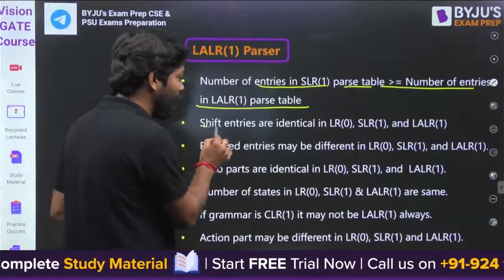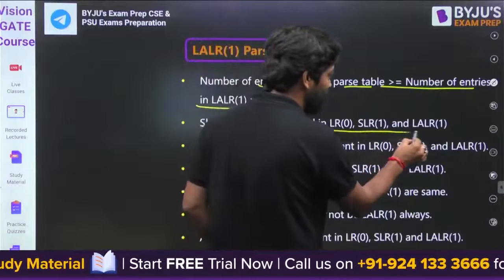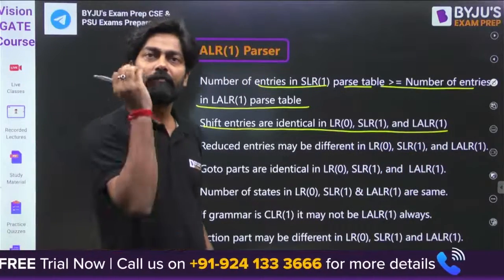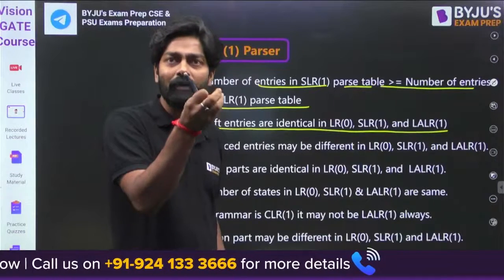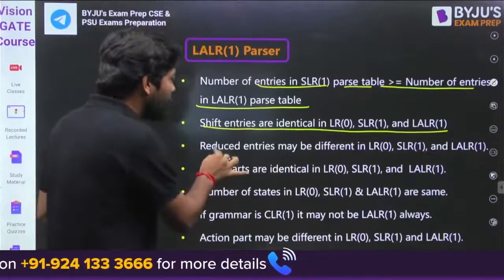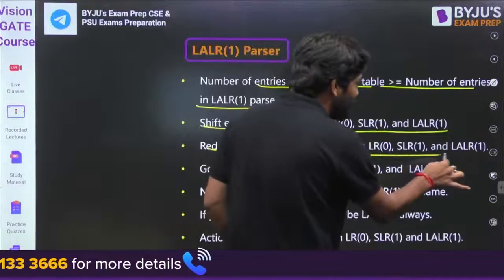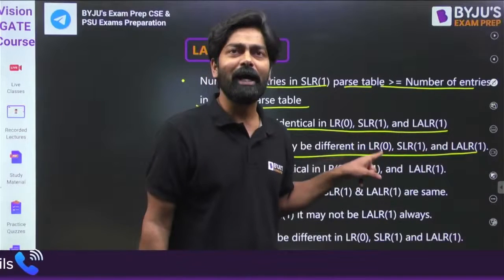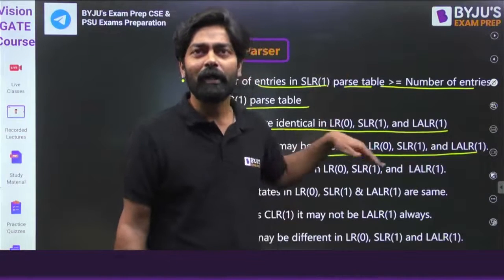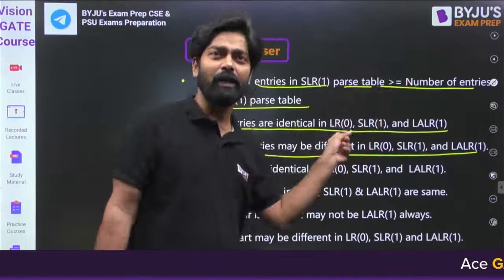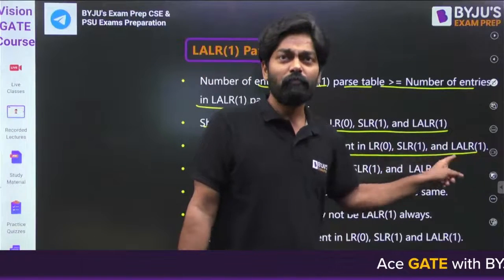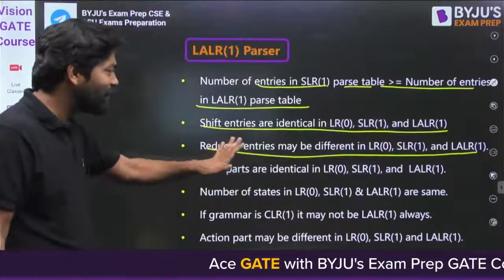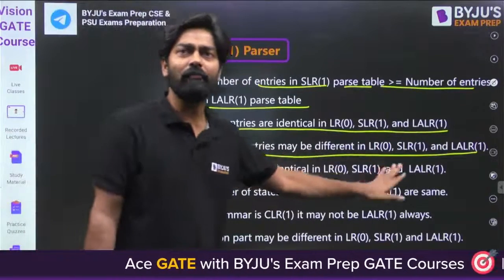Fine. Shift entries are identical in LR0, SLR1 and LALR1. Shift entry will definitely be the same. Reduce entry may be different in LR0, SLR1 and LALR1. Why the difference? Because for reduce entry, in LR0 we put it blindly in the action part. In SLR1, we find the follow of that variable. In LALR1, we write on look ahead symbols. That's why reduce entry may be different for LR0, SLR1 and LALR1.